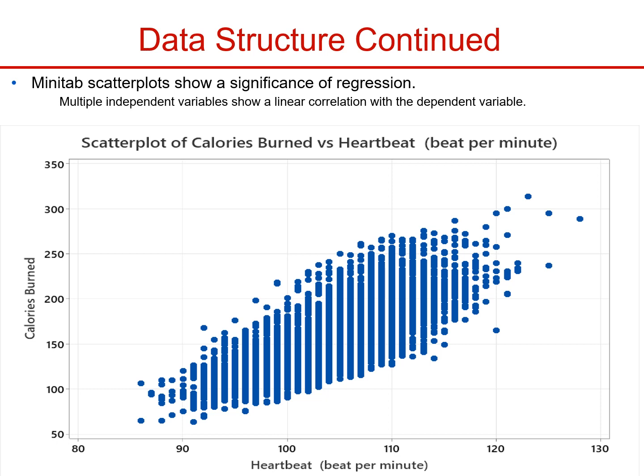So looking at the data a little bit closely with a scatter plot generated from Minitab, we did a simple check of significance for regression, and we can see that the independent variable, the heartbeat, on the x-axis, as it increases, there's an increase on the y-axis. So there does appear to be some correlation.